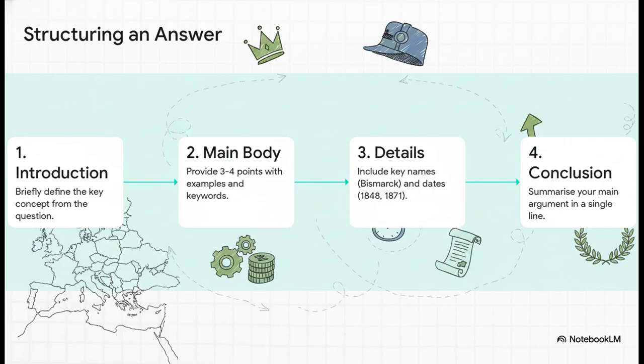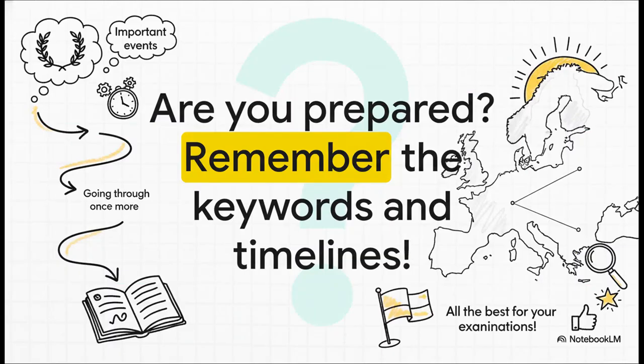Step 1, a short introduction defining the main term in the question. Step 2, the main body with at least 3 to 4 clear points. This is where you must use the specific names, dates, and keywords we've discussed, people like Bismarck and Mazzini, dates like 1848 and 1871. And finally, step 4, a simple 1-line conclusion to wrap it all up. If you follow this structure, your answers will be clear, well-organized, and very easy for the examiner to give you full marks.